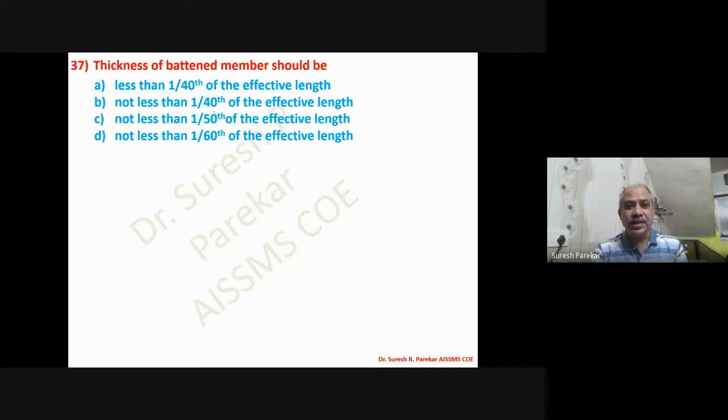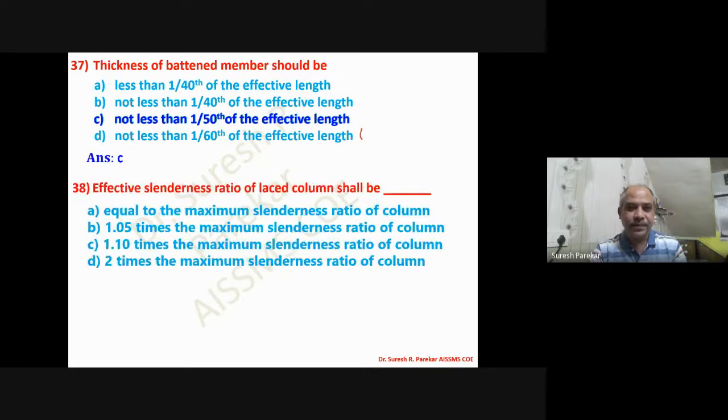Now you can see the thickness of batten member should be 1/60 of the effective length. This we are going to say is the distance between centroids of the individual members, and that we have to consider over here. Whereas in case of lacing, that will be the effective length of lacing. Now, effective slenderness ratio of laced column: we know this value is 1.05 times the slenderness ratio of column, that is the overall slenderness ratio, and for this value we have option B.